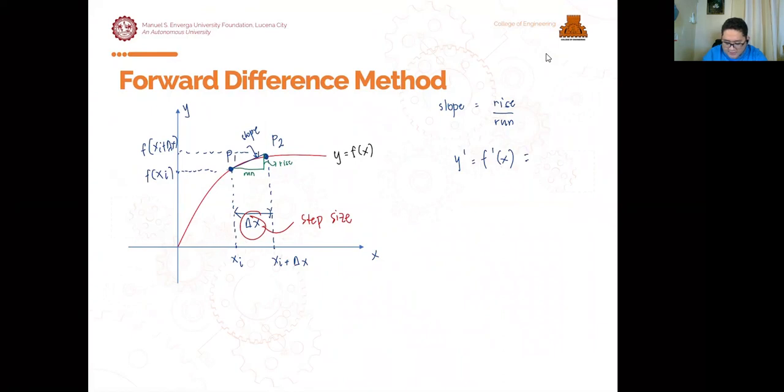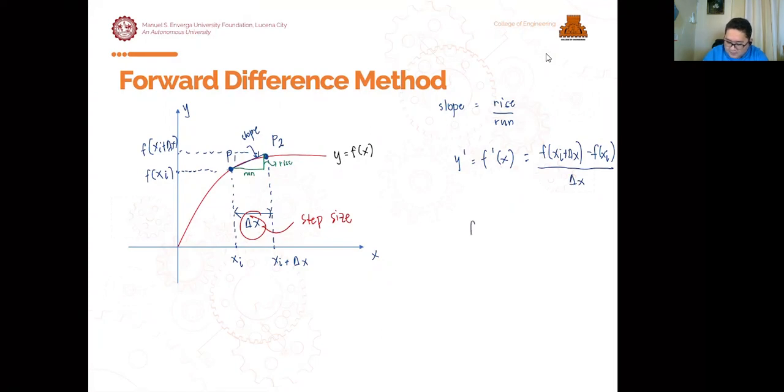So yung rise natin is yung difference nung coordinate ng y point ng P2 minus yung P1 natin. Okay? So, ibig sabihin, f xi plus delta x minus yung f xi all over yung run natin. So, yung run natin is, ano yung value ng run? So, parehas siya nung delta x natin. So, basically, delta x yung value nito.